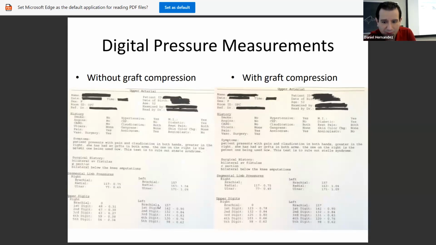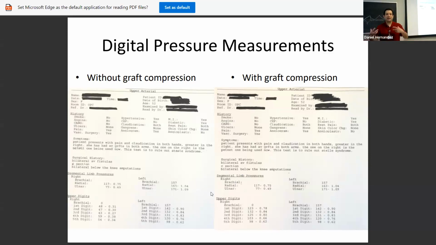So then they did the digital pressures again, now with and without compression of that graft, to see if there was any improvement. So without compression, they showed the digital pressures being very, very low. And then with compression, we see an increase in those pressures now on that right side. So since the patient is having symptoms, and we did see improvement of those pressures with graft compression, that would indicate the presence of that steal syndrome.